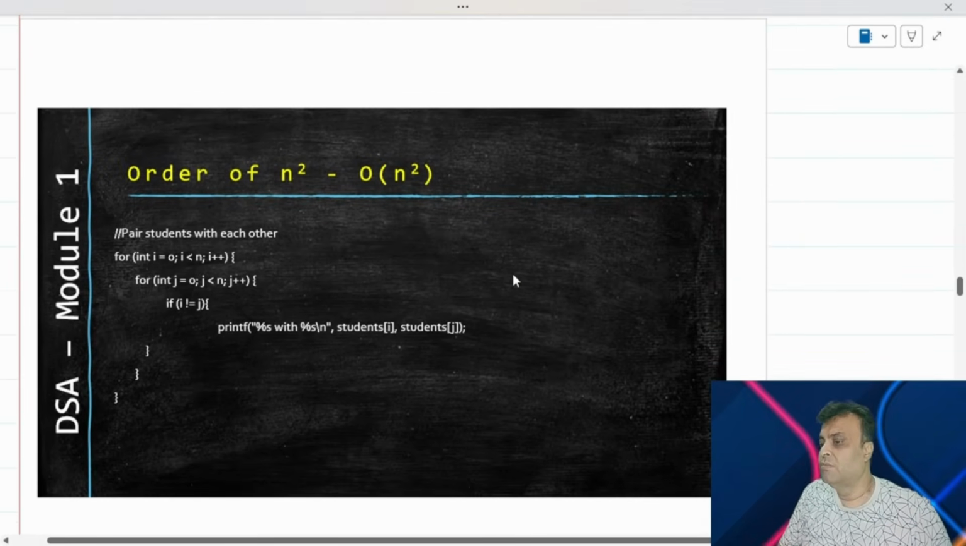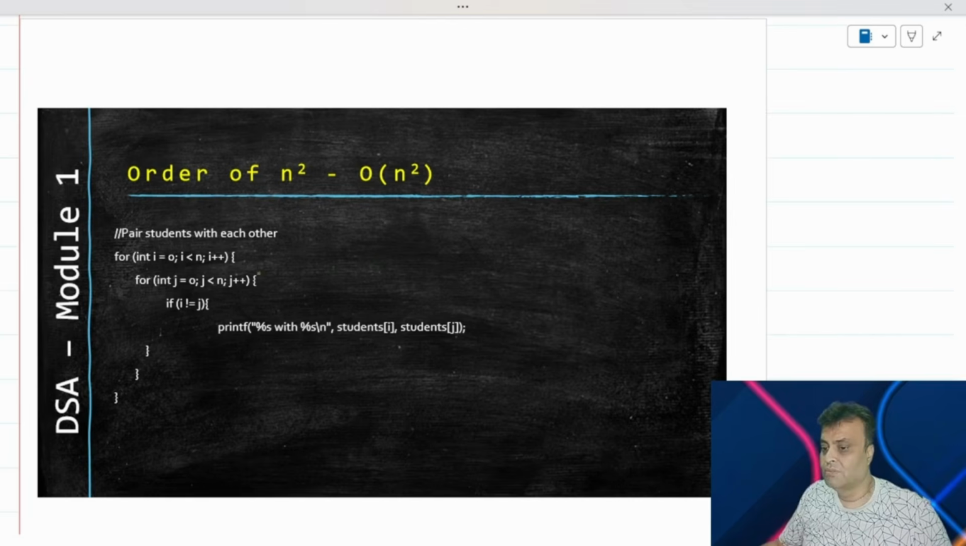Now let's make it a bit more advanced by bringing in two loops. Suppose we want to pair each student with each other, right? So each student is supposed to be paired with each other, and we will say how many pairs are we going to generate then. So this is the code for that. If you see here, i moves from 0 to n, and here also i moves from 0 to n.